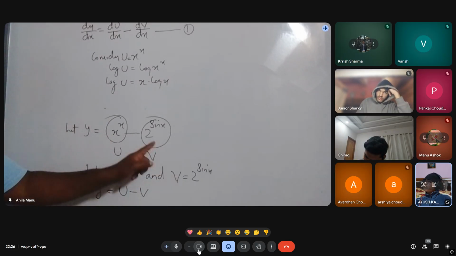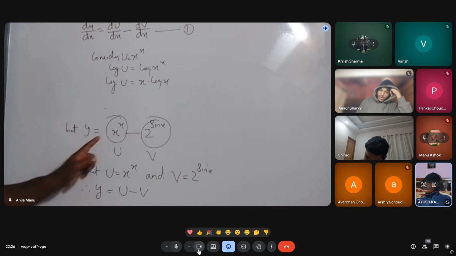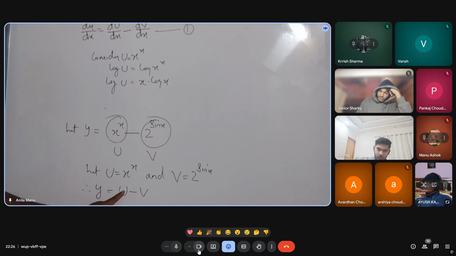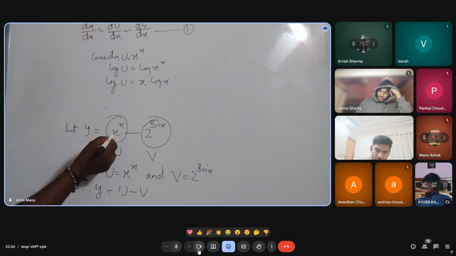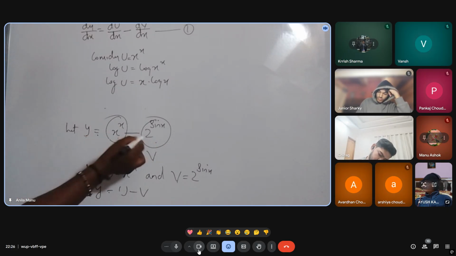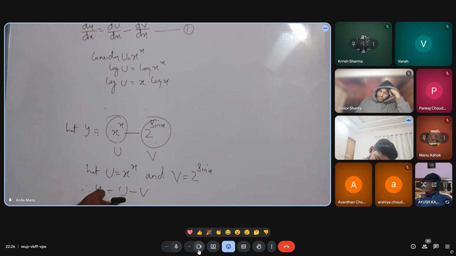And v is equal to 2 raised to sine x. Now what do you have? The given function y is converted in terms of u and v, right? So y is equal to u minus v. I have taken this as u, and this I have taken as v. So y is equal to u minus v. That is the last step.